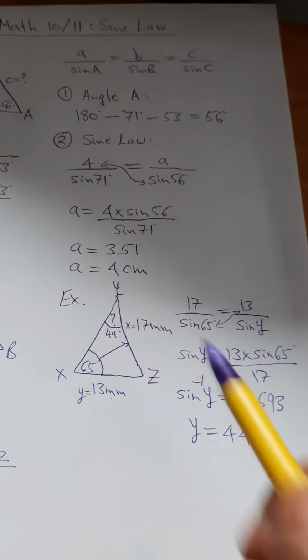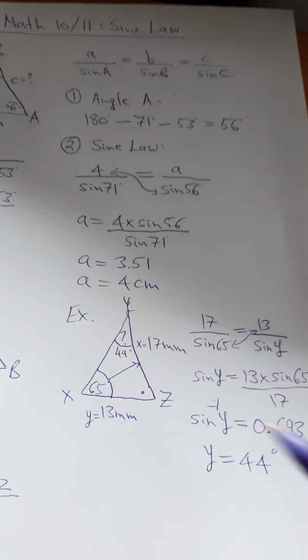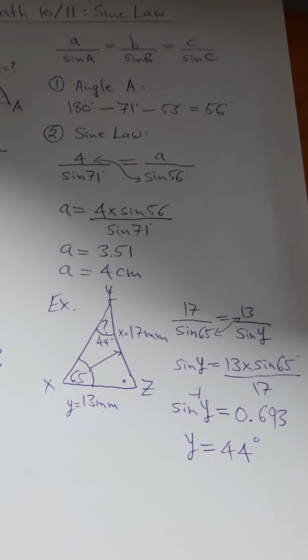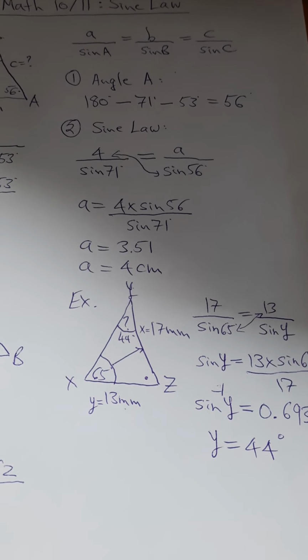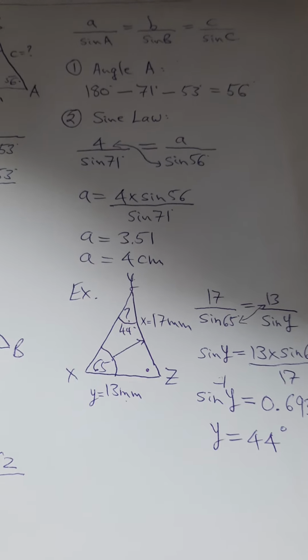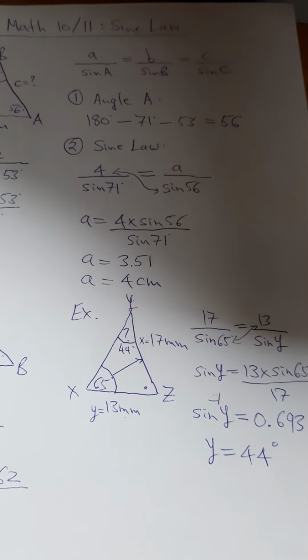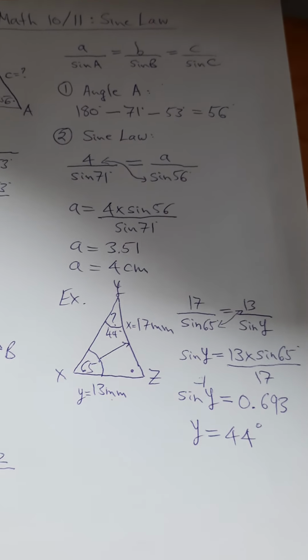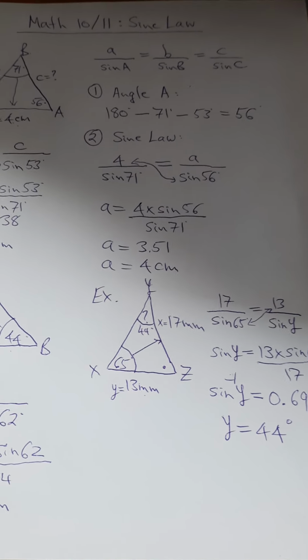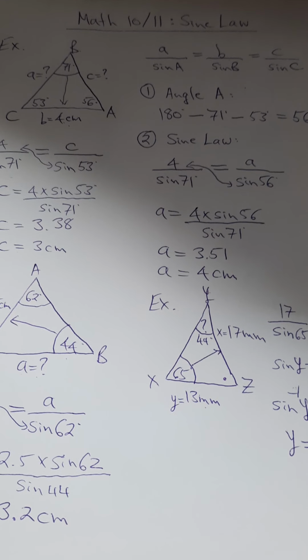And notice if I'm looking for, say, angle Z now, I don't even need to do the sine law again. I'm just going to subtract 44 degrees and 65 degrees from 180, and that will give you angle Z. Does everyone see that? Are there any questions? All right, so that looks good.